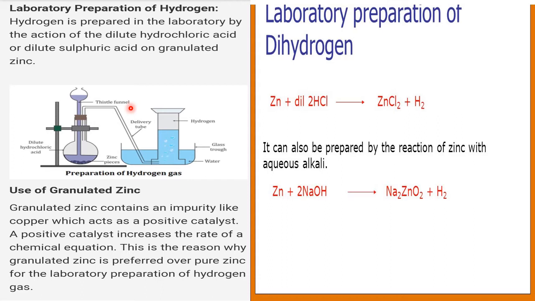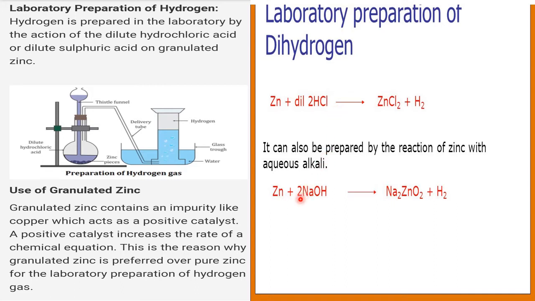Therefore, to remove the air, we first fill the gas jar with water, invert it, and keep it in the trough like this. When the gas comes in, it goes up and the water comes out into the trough. This is the way we collect the gas in the laboratory, by the downward displacement of water, if the gas is lighter than air. This is the reaction for the preparation of hydrogen.